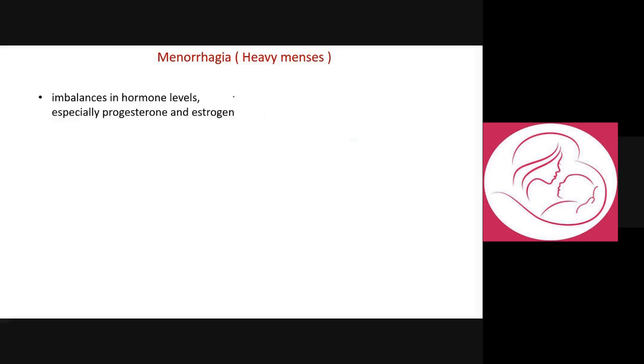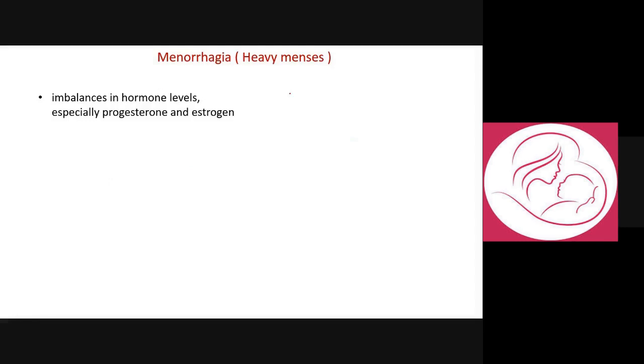Going to the other extreme, you start getting heavy periods. So amenorrhea was the absence; menorrhagia is heavy menses. It is a result of imbalance in hormone levels, especially your progesterone and estrogen. I told you the importance of both these hormones in your menstrual cycle, and if an imbalance is created between them, then it may result in heavy bleeding.